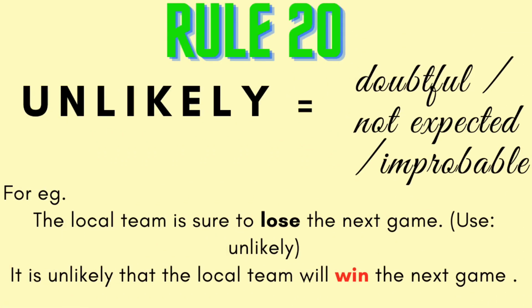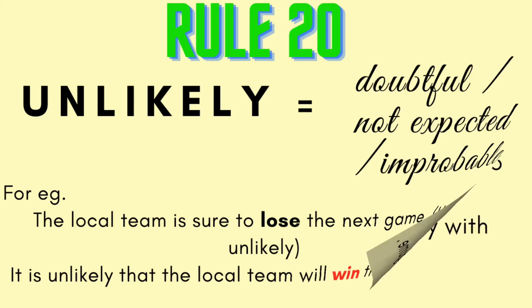Our rule 20 is not a perfect rule, but it's for you to remember. Unlikely is equal to doubtful, not expected, or improbable. For example, the local team is sure to lose the next game. You have to use unlikely in this sentence. The answer is, it is unlikely that the local team will win the next game. Win is highlighted as the opposite is used.